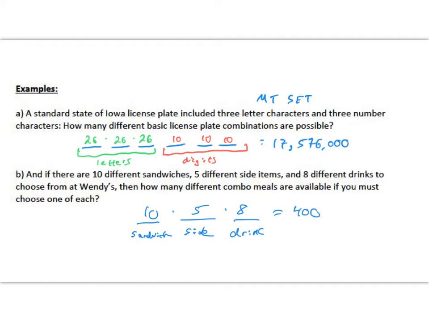So you could possibly eat at Wendy's every day for more than a year and have a different combo meal each day. That's kind of surprising that it works out to be that much. Okay, another example here.